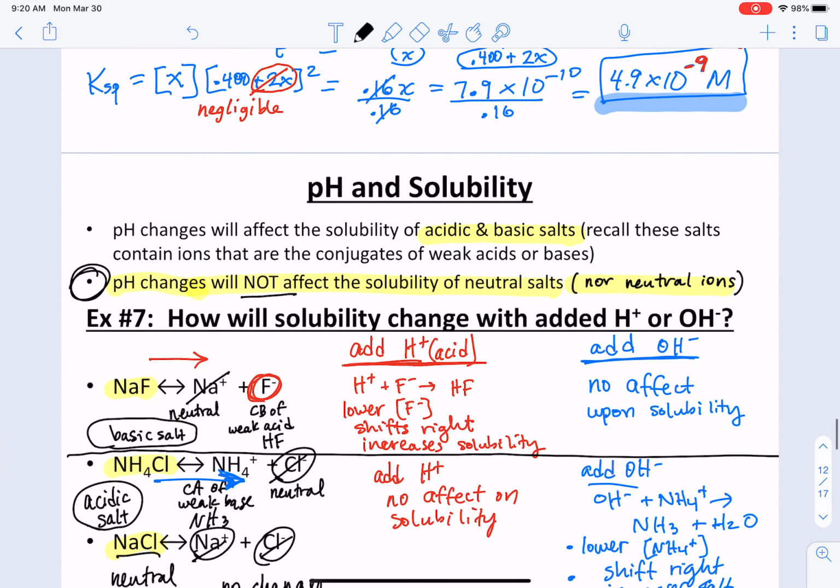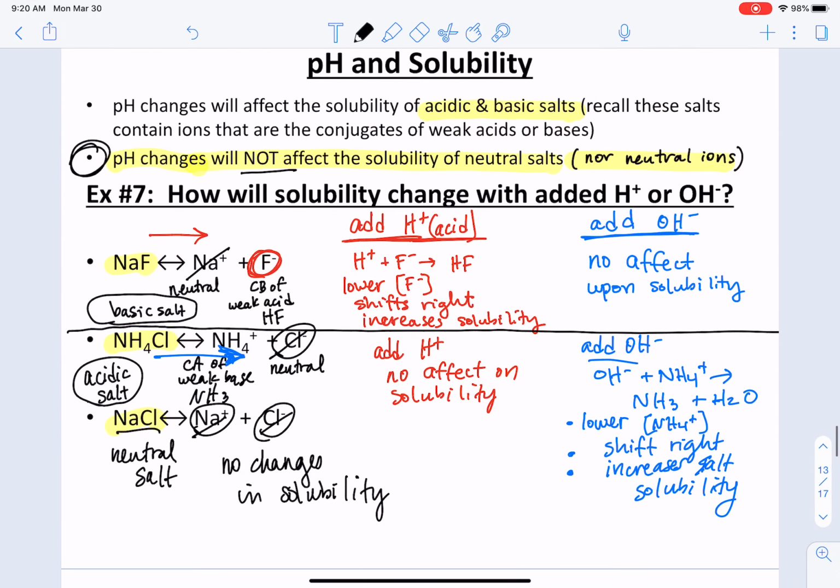And then the last thing here is that we talked about what would happen if we added acid or base, and we again saw that there was a change in solubility. In this case, adding acid affects basic salts, and adding hydroxide affects acidic salts. Otherwise, there are no changes to solubility.